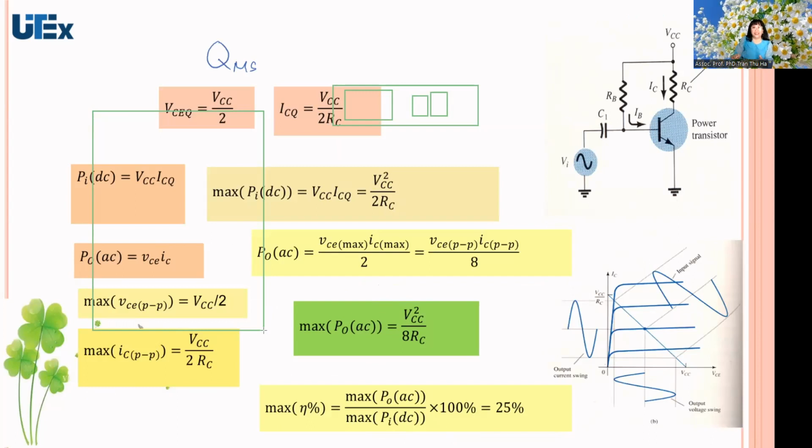This is given the power amplifier with this circuit on fit. The first question, determine Q point. The second question, determine the power energy. For example, power energy. And the third, power energy output.